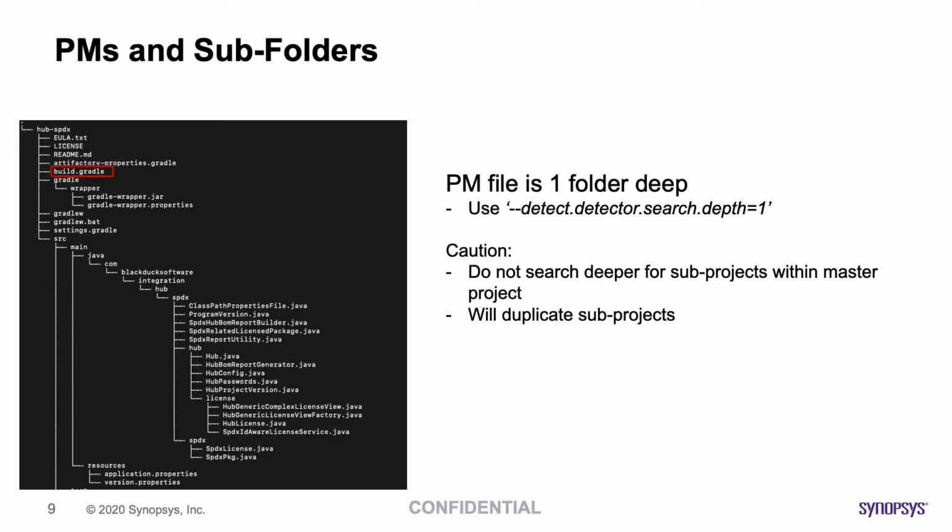Another consideration is that detect is only going to look in the invocation folder for the specific files for package managers. If your package manager files are in a hierarchy lower than the current folder, then you can specify a search depth. In this case, build.gradle is 1 folder deep, and therefore I've set the search depth to 1 so that it will identify that file and then call Gradle in this case. Do not set this number to a very high number because you will identify many subfolders, which can take time, and also include many sub-projects, which are often defined in the top level project, and you will have duplication.